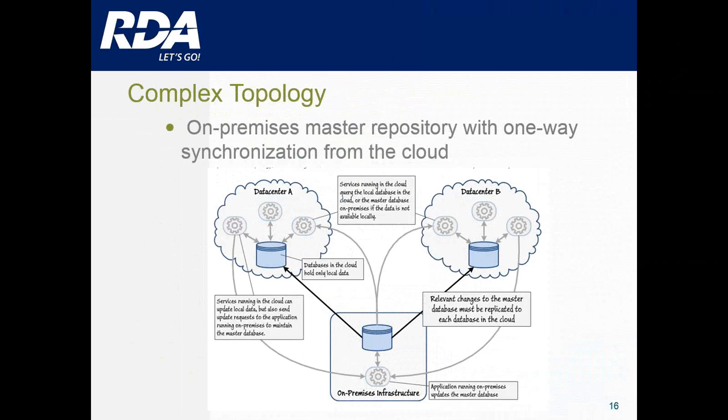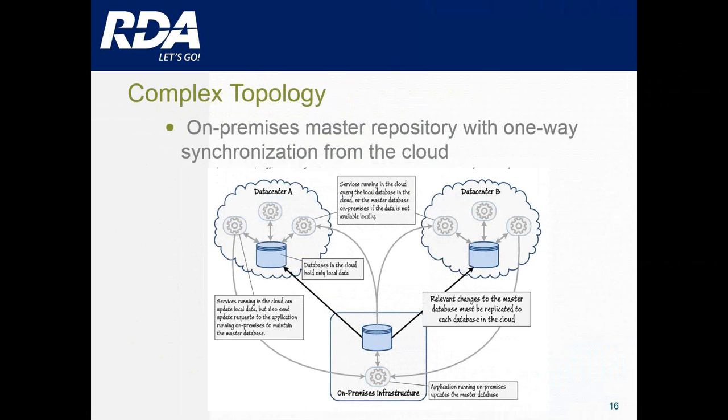And finally, the services running in the cloud can update the local database, but they can also send an update request to the application running on premises to maintain the master database. And this is needed because, as you can see, the master database is just doing a push from database to database. So the master database on premises pushes to data center A or data center B, and you need some sort of service that makes sure that any changes made within data center A and B come back into the master database. And that's where the services play a role over here.